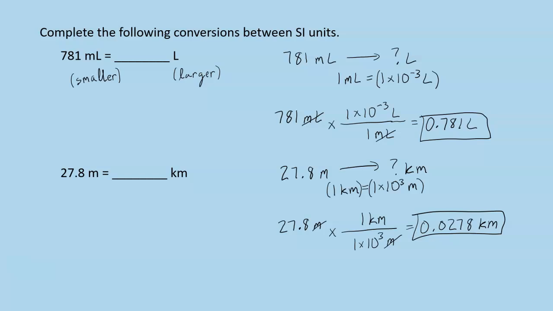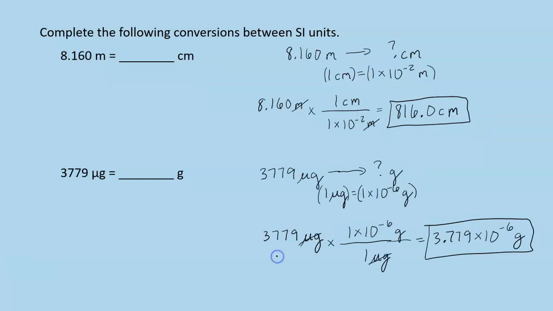The meter is smaller than the kilometer, and so you'll see that number get smaller as we go from the meter to the kilometer. And then, of course, the opposite will happen if we start out with a larger unit going to a smaller unit. You'll see that number get bigger, like what we saw here with the meter to the centimeter. All right, that wraps up this section.